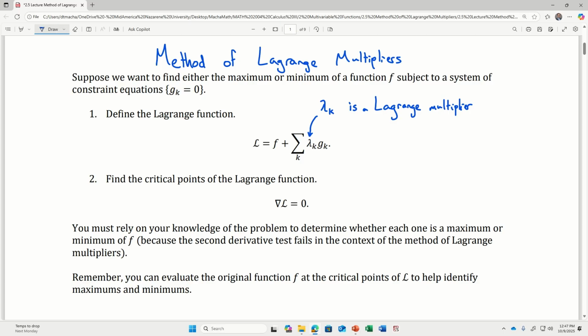The problem is that with Lagrange multipliers, the Lagrange multipliers could be positive or negative, or their second derivatives can be positive or negative, and it doesn't really matter.